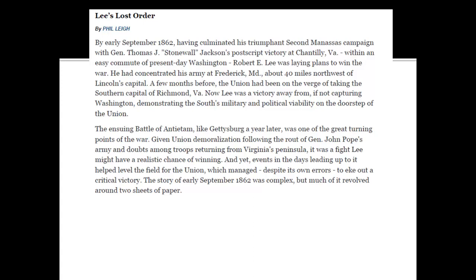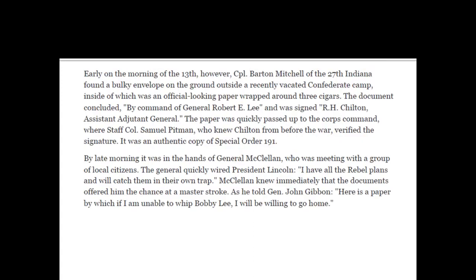It was one of those victories that was so costly that it was kind of like, is this really a victory at all? But it ended up being a victory because Washington, D.C. was not besieged. It centered around 2 sheets of paper. Early in the morning of the 13th, Corporal Barton Mitchell, the 27th Indiana, was looking outside a recently vacated Confederate camp, and he found a bulky envelope, paper wrapped around 3 cigars. The document was by the command of Lee, signed by the Assistant Adjutant General. It was passed up, and they basically verified the signature. It was an authentic copy of Special Order 191.